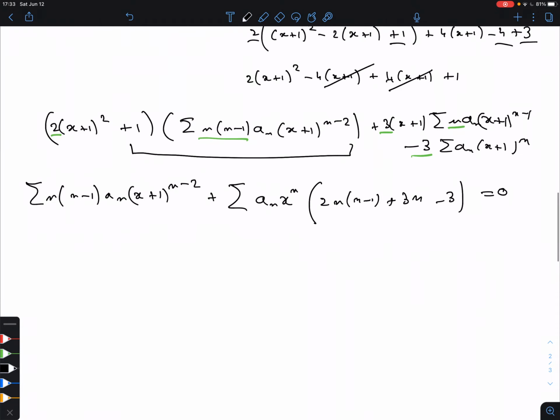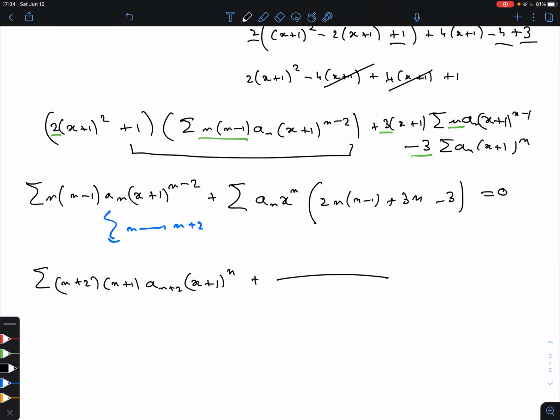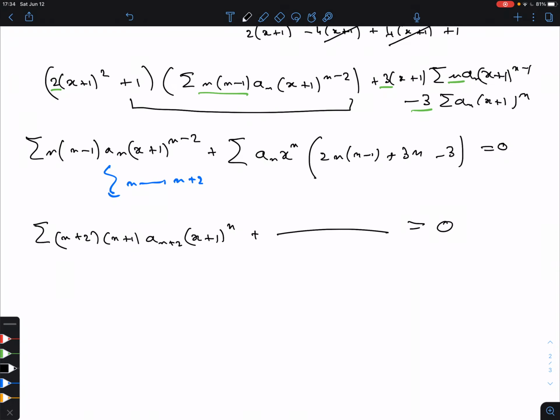Right, so we have to do the shift here. So n goes to n plus 2. We only have shifts of degree 2 here because the differential equation is of order 2, but in principle this can work for higher orders as well. So we get (n plus 2)(n plus 1) a_(n plus 2), and now the power is the right one, plus the other sum. So now we have everything in powers of x plus 1.